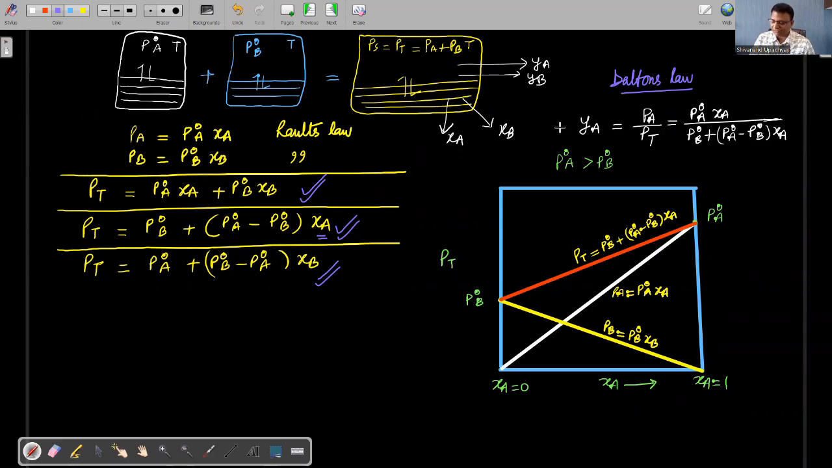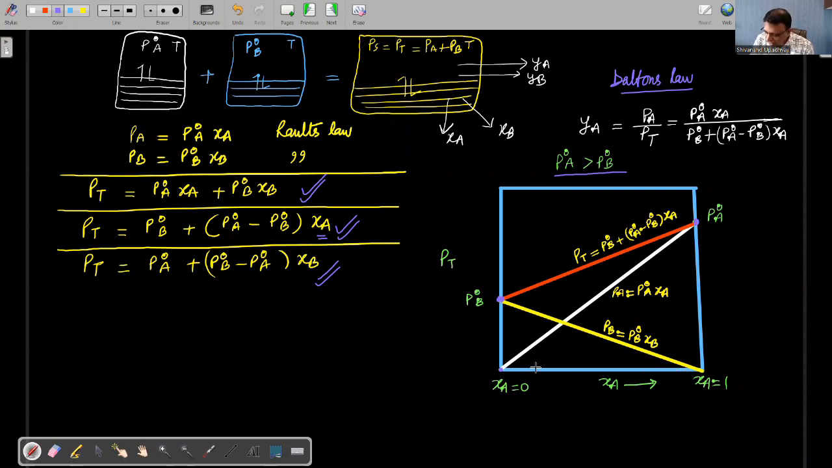So this is the graph of vapor pressure of the solution versus composition. So here is the mole fraction of the A component, and here we assume that A component is more volatile than B component. So XA is equal to 0 here and here XA is equal to 1, means pure A is there. So vapor pressure of A is P naught A. Here XA is 0 means XB is equal to 1. So here pure B is there. Vapor pressure of that is P naught B.